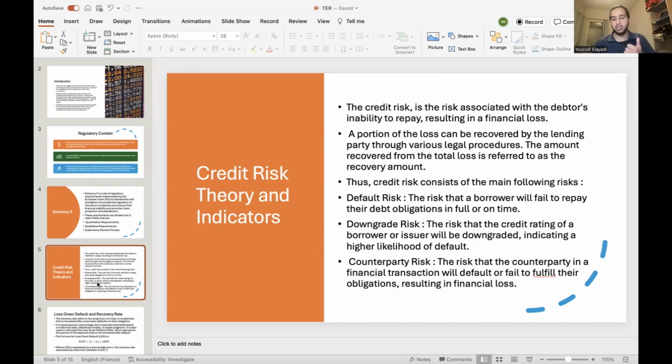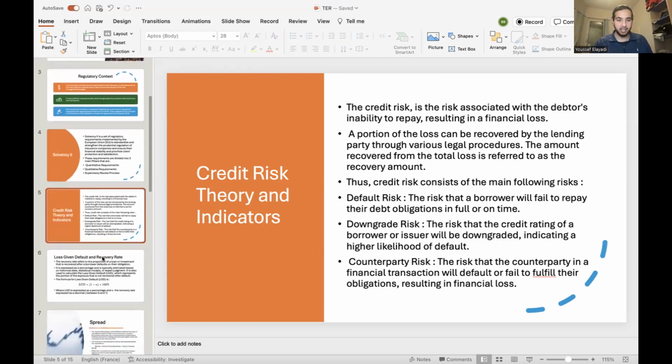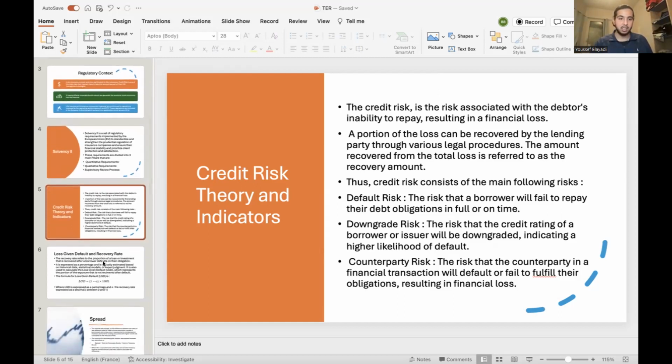So we have the default risk, which is the risk that a borrower will be unable to pay his debts. We have the downgrade risk, which is the risk that our bond or our stock will be downgraded in rating, passing from AAA to B, for example. And we have the counterparty risk, which is the risk that the counterparty in a financial transaction will default and fail to fulfill their obligation of reimbursing their debts.